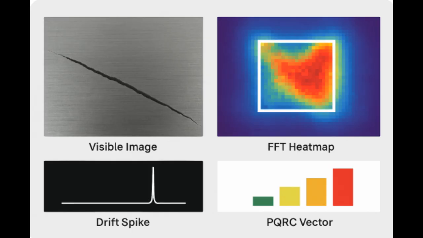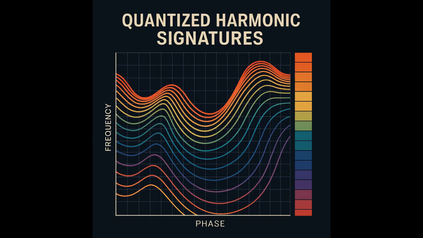VAD replaces this spatial fixation with spectral structure. It analyzes images in the frequency domain, tracking how different regions oscillate, distort, or lose coherence. These harmonic vectors reflect the physical reality behind the image, not just the pixels in front of it.